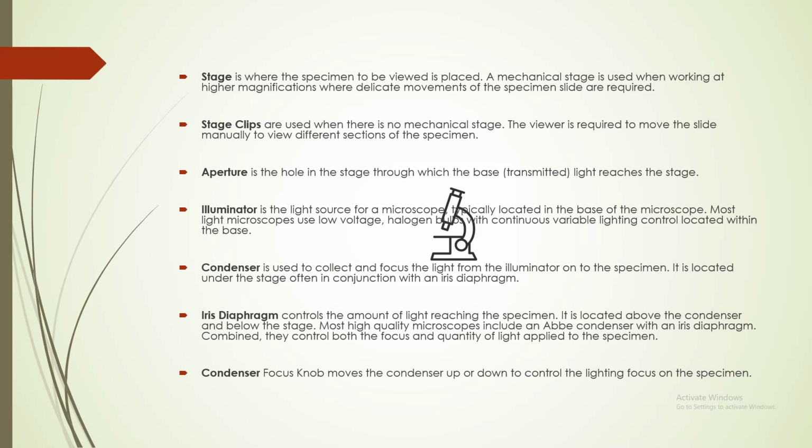Next is the iris diaphragm. It controls the amount of light reaching the specimen. It is located above the condenser and below the stage. Most high-quality microscopes include an Abbe condenser with an iris diaphragm. Combined, they control both the focus and quantity of light applied to the specimen.